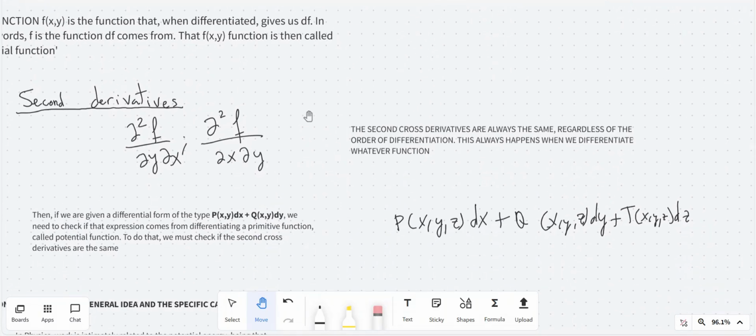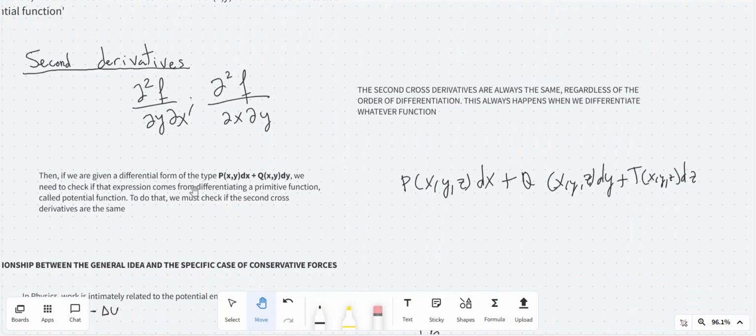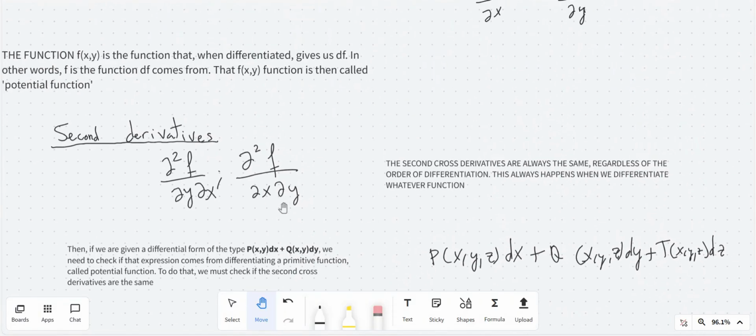So here you can see the differential form of this type, again, here is for 2 dimensions and this is for 3 dimensions. But if you have a differential form like this, whatever differential form, we can have whatever function here times dx plus whatever function here times dy. So how do we know that this differential form comes from differentiating a father function or potential function? How do we know that?